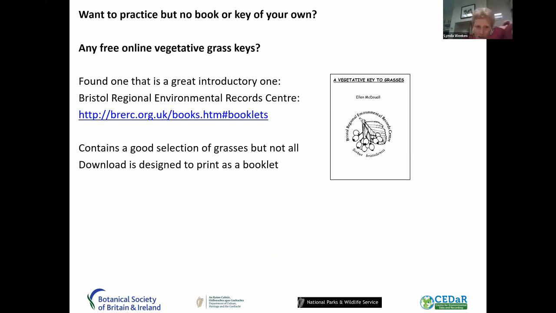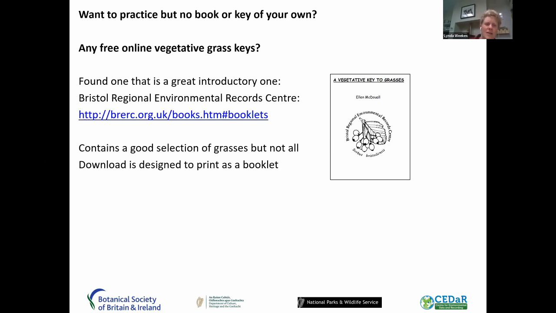If you want to practice but have no key or book of your own, I have found a free online vegetative grass key, which is a really good start if you want to practice. It's by the Bristol Regional Environmental Record Centre, and it's free to download at the link there, and it's got a really good selection of grasses. It doesn't have all of them. It's a British-based one, so I suppose Irish vegetation is slightly different, although very similar, but you may find that there are species in it that aren't necessarily typical of the Irish situation, but that doesn't matter. It's a really good start.